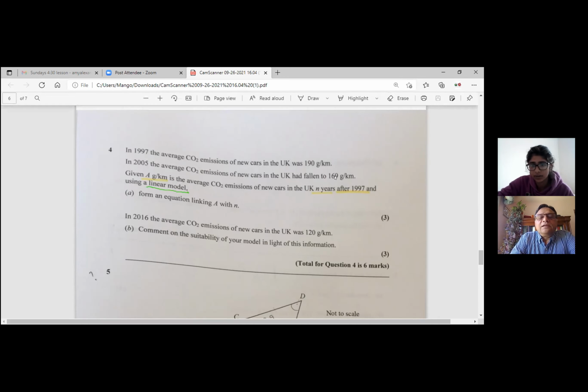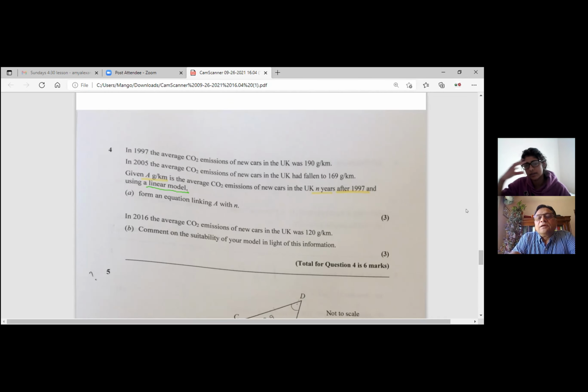So you can very clearly see that the emission is decreasing, correct? But you are given two particular points. So you can write these two given points, and these points are that since 1997, 1997 is like 0, starting 0. Is that okay? And at that time, the level was 190, correct?